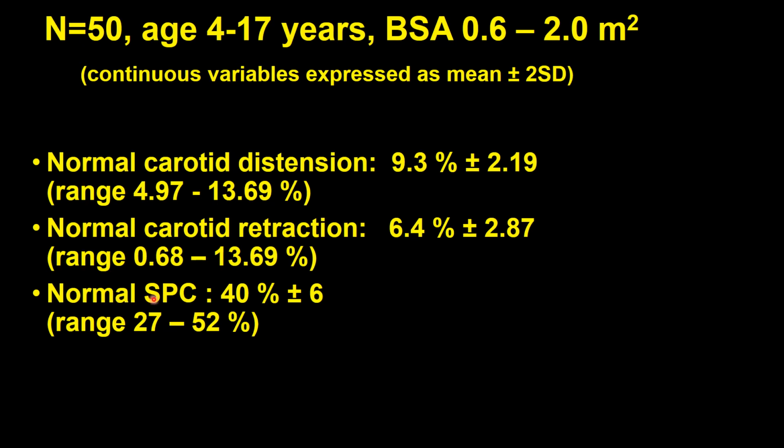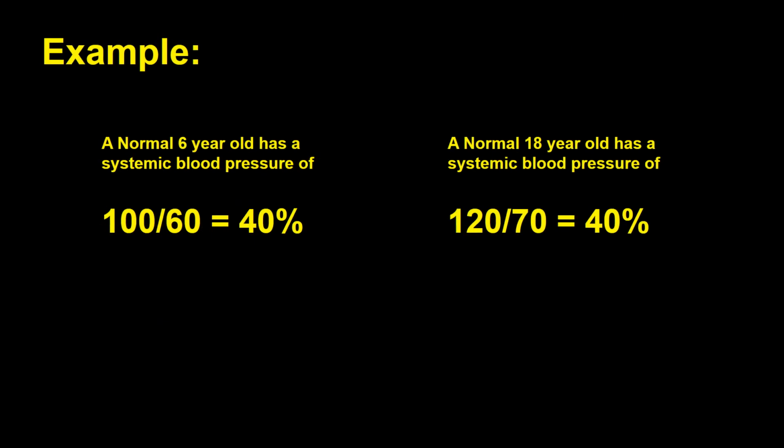And the normal systemic pressure change was 40% plus or minus 6, giving us a range of 27 to 52%. So our patient with the aortic regurgitation had a 60% systemic pressure change, and this is well out of our normal range. So let me give you an example as to why the variability is so much less. We have a 6-year-old, and he has a systemic blood pressure of 100 over 60. That equals 40%. That's normal. And he grows up, and now his blood pressure is 120 over 70, but that's also 40%, so it hasn't changed in all these years.